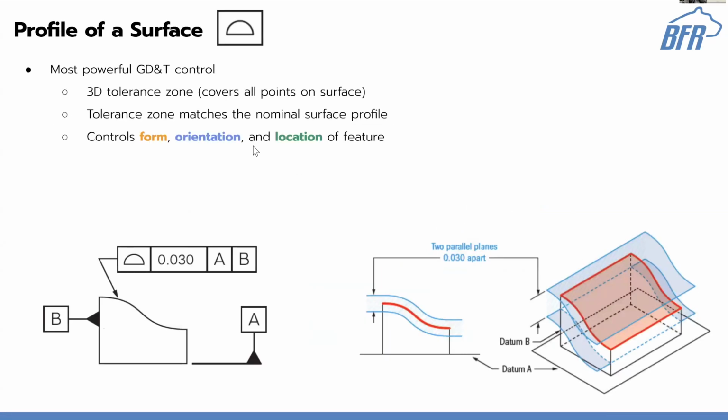Profile of the surface is the most powerful control. It controls everything. It controls the form, orientation, and location of a feature. Say I have a curved plane or some fancy feature, and I say, hey, control this with a profile tolerance. It now creates two planes that follow the whole curvature of that part, 0.03 inches apart at any point. And again, if any of those points falls outside, it'll come back as out of tolerance.